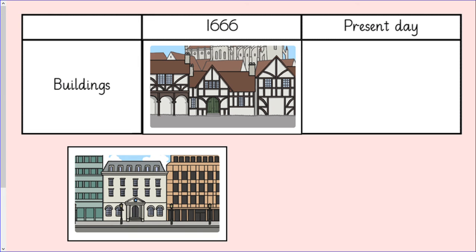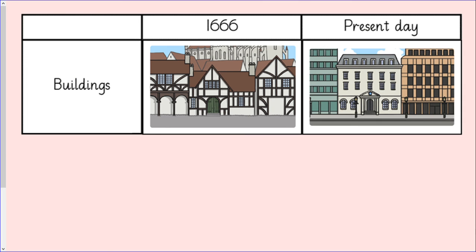This picture shows us buildings from London in 1666. I can see that the buildings are made from wood. These buildings are from present-day London. I can see that these buildings are made from bricks and glass. You can now stick the rest of your pictures on your sheets. When you have stuck all your pictures down, I would like you to have a go at writing some sentences about how London has changed since 1666.